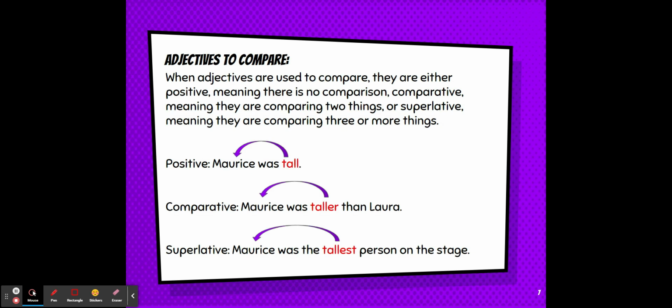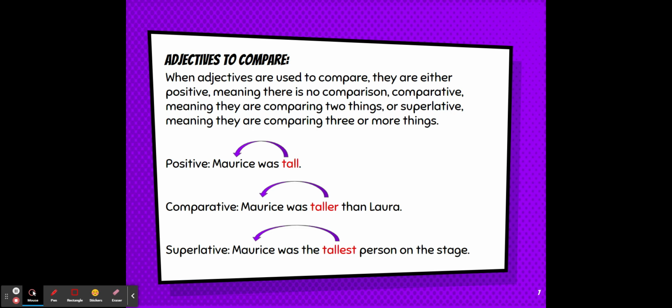Adjectives can also be used to compare. When adjectives are used to compare, they are either positive, meaning there is no comparison occurring, comparative, meaning they are comparing two things, or superlative, meaning they are comparing three or more things. For example, positive, Maurice was tall. Here, we're not comparing Maurice to anybody else. We're just making a statement about him.